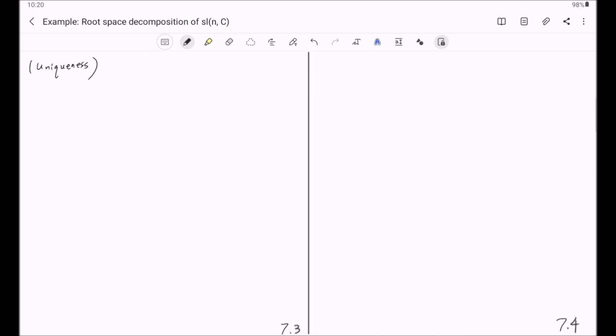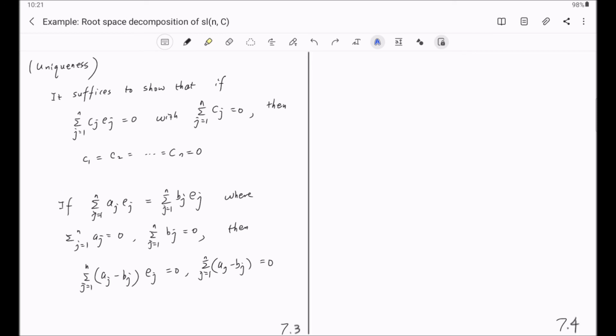Now let us prove the uniqueness. It suffices to show that if you have the sum of Cj times Ej's equal to 0 with the sum of coefficients equal to 0, then C1 equal to C2 equal to all the way to Cn is equal to 0. This is because if you have two equal expressions, you can always reduce them by taking the subtraction into just one expression with the same restriction. So it suffices to consider this case.